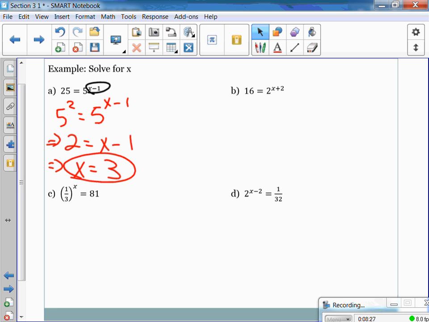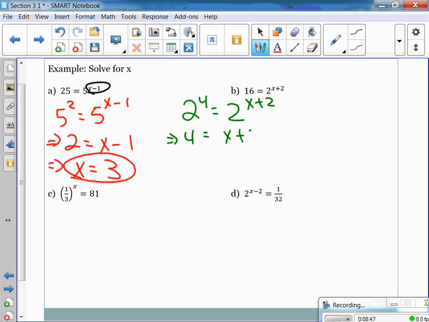Part B, 16 equals 2 to the x plus 2. What do I want to do here? 2 to the 4th. Again, due to the one-to-one property, I just set the exponents equal. x equals 2.